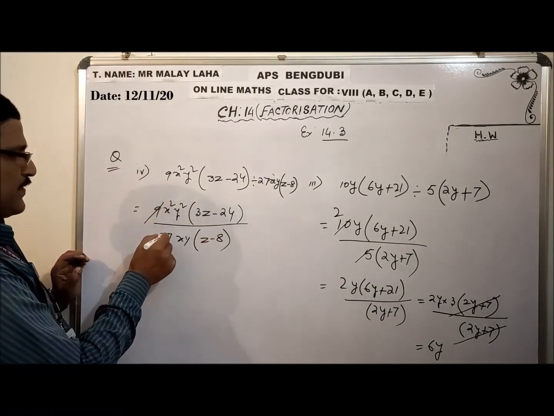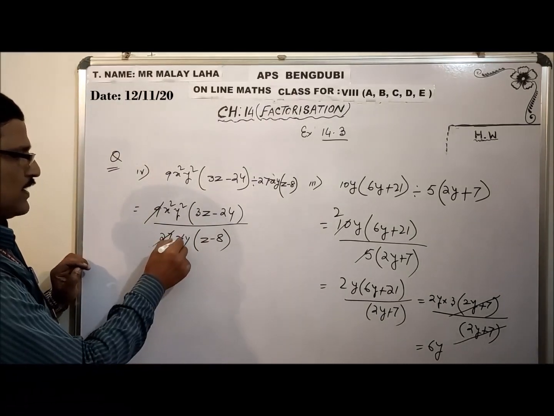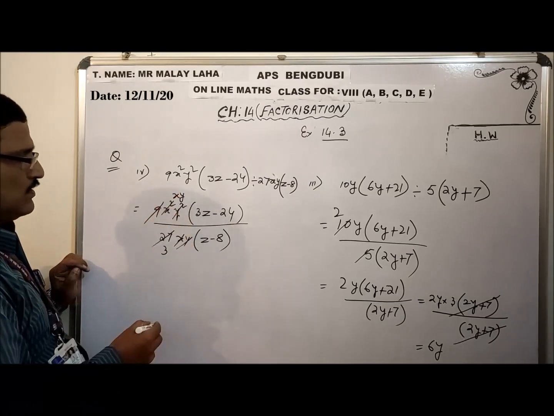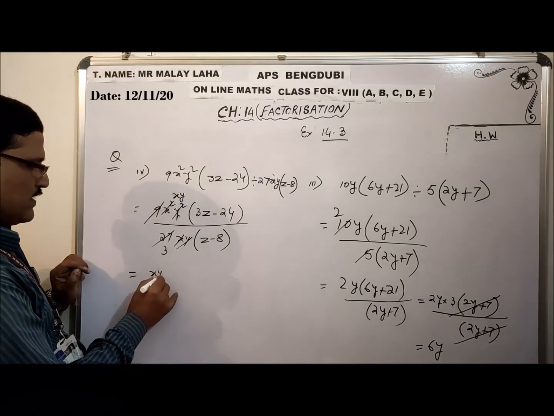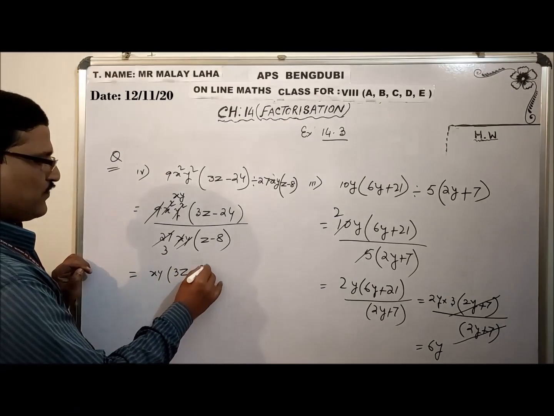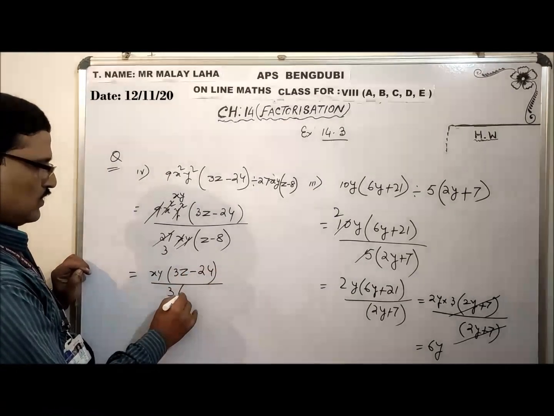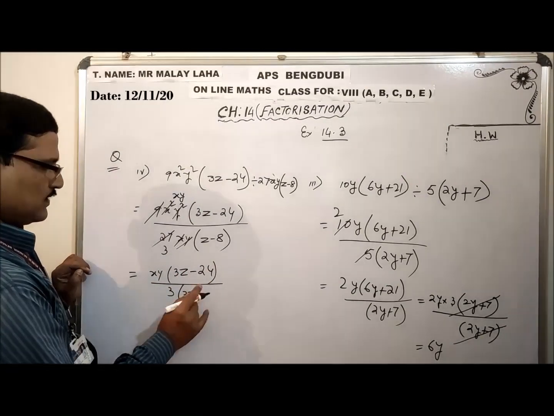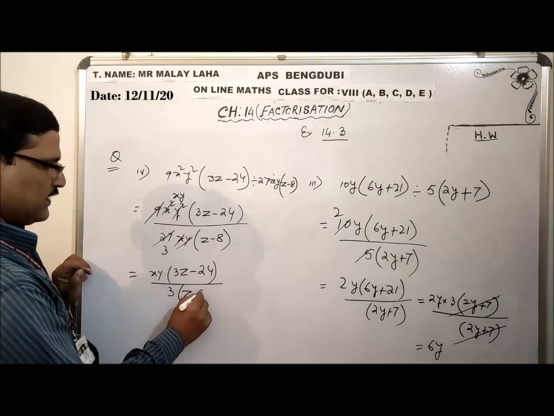So 9, if I cancel by this, it will be 3. 9 3s are 27. xy cut. What is left out? Only xy left out. Okay, so now second line you write down xy (3z minus 24) and bottom 3 into (z minus 8).